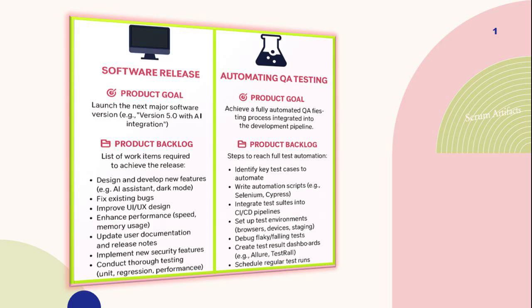On the right, if the goal is automating quality assurance testing, the product goal could be achieve a fully automated car testing process integrated into the development pipeline. The product backlog would detail the steps: identifying test cases, writing automation scripts, integrating into CI/CD, setting up environments, and more. These examples highlight how the product goal provides the why, and the product backlog provides the what.